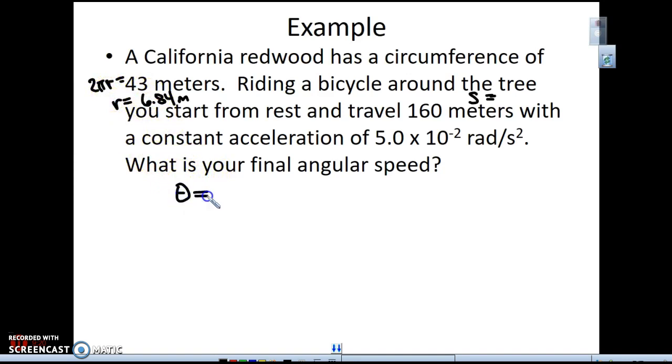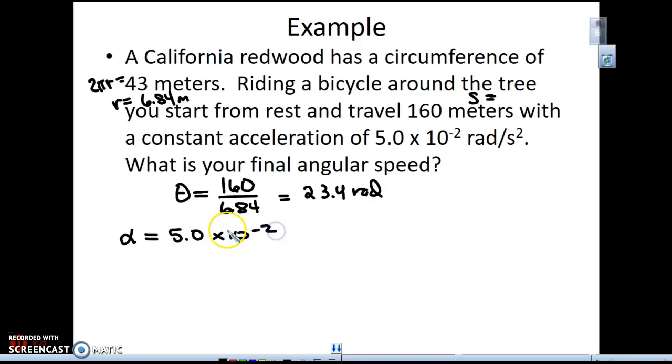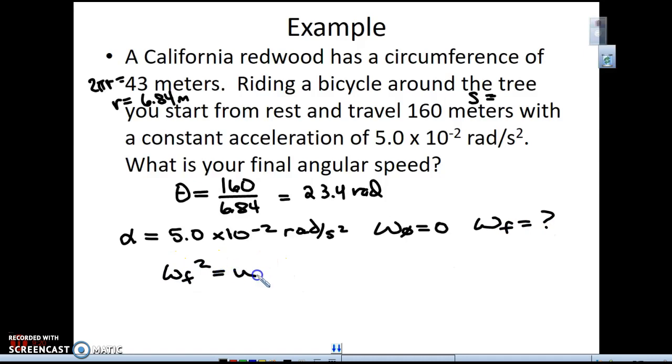So if I want to know the angular displacement, I'm going to take 160 over 6.84 and I'm going to get 23.4 radians. Okay, so that's theta. That's like your x or y if you're doing this linearly. It accelerates, so we're speeding up. Now, if you remember last chapter, we just had a nice constant angular speed. But this chapter, we're going to speed things up. We have our initial is 0, and we're wondering what our final is. And if you look at all of them, the only one that is going to be useful to us is this one.